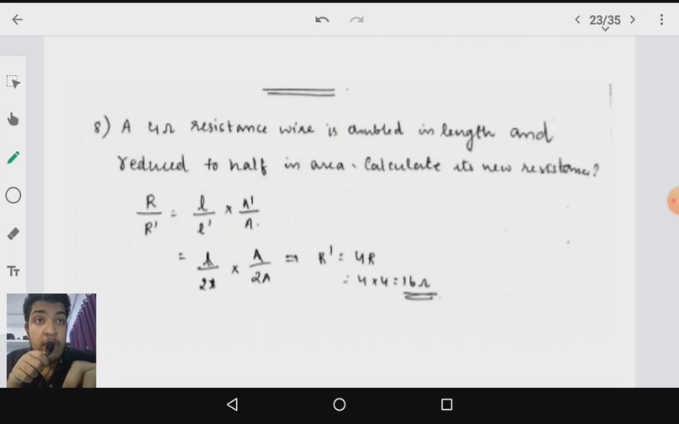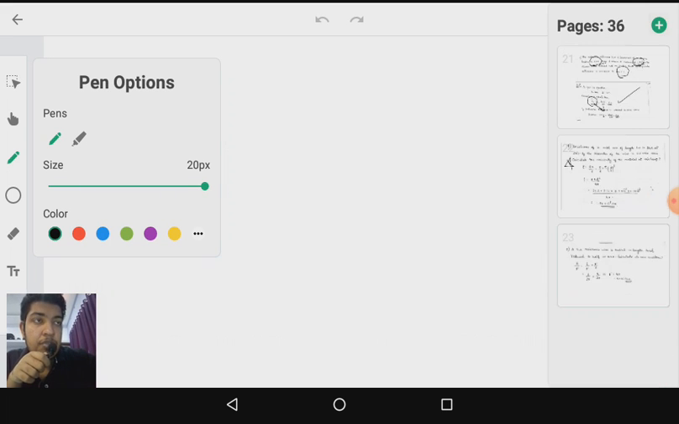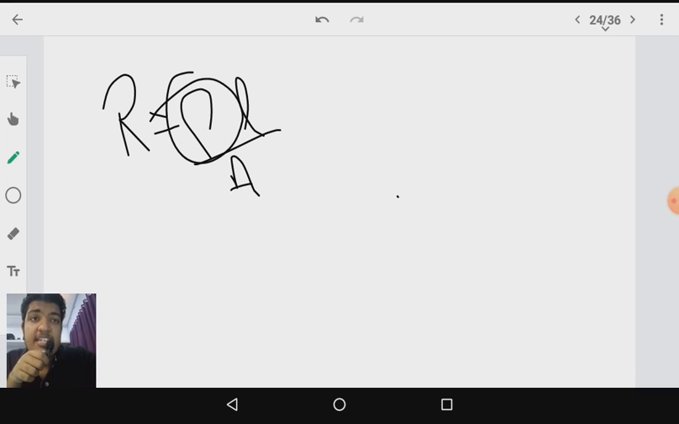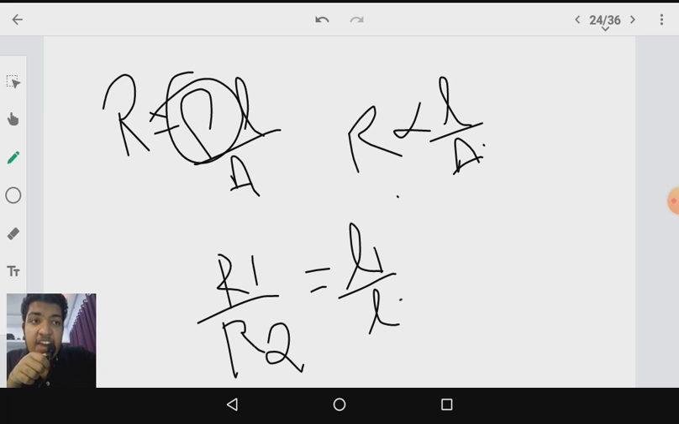A 4 ohm resistance wire is doubled in length and reduced to half in area. Calculate its new resistance. So here what we have to do, I'll do this problem here. We know that R is equal to rho into L divided by A. Rho is a constant, so we can take R is directly proportional to L divided by A. So R1 by R2, R1 is the initial case and R2 is the new case, that is equal to initial length divided by final length into, this is inverse, right?